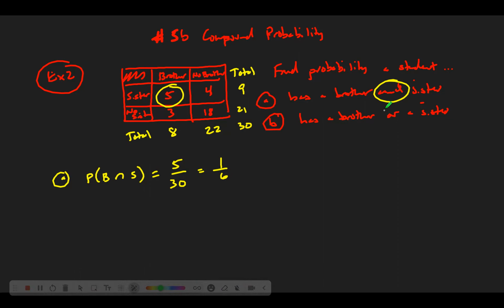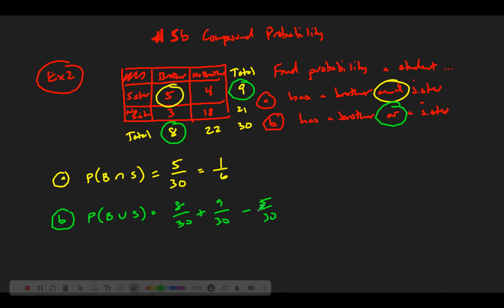Now, what if we do has a brother or a sister? So now we're finding the probability of brother or a sister. We're going to look at all the people that have brothers. There are 8 total people that have brothers out of the 30, plus all those who have sisters. There are 9 total people that have sisters out of 30. But now, counted in this 8 and this 9 are the 5 that have both, twice. So you have to subtract the 5 out of 30. We're subtracting this, which is a part of the 8 and the 9.